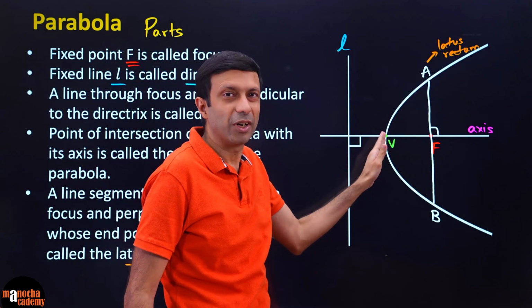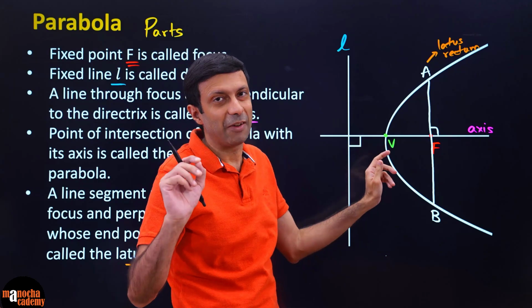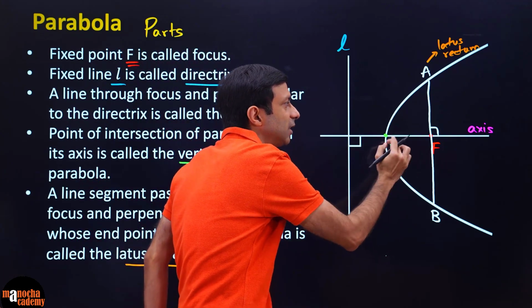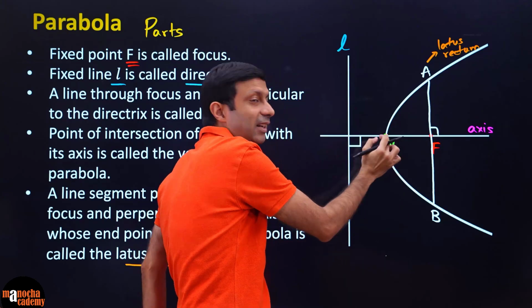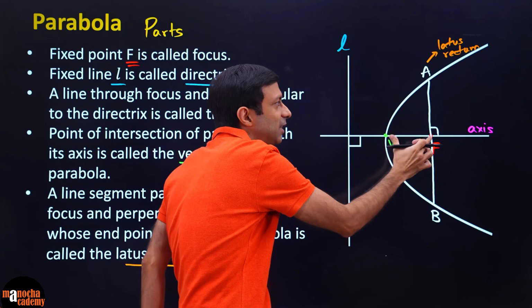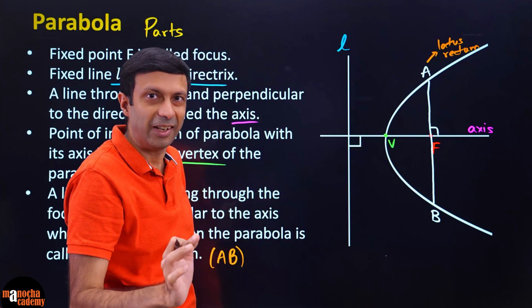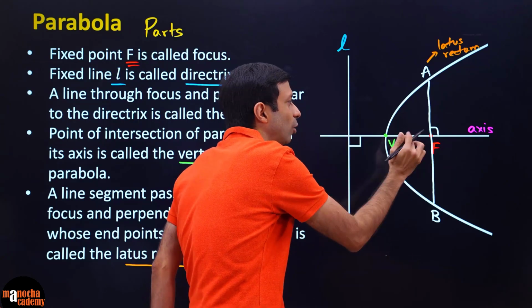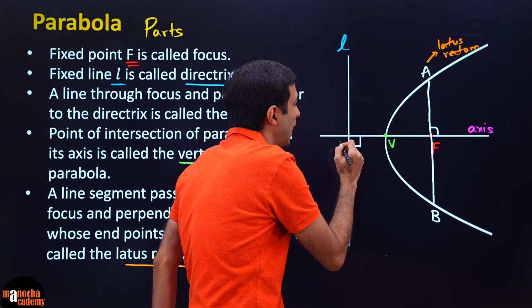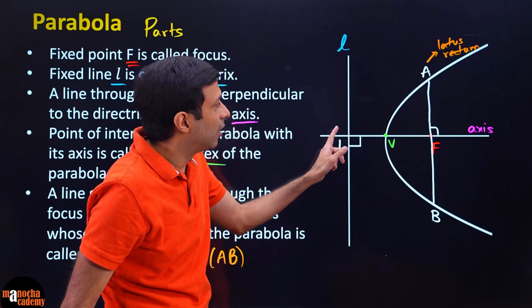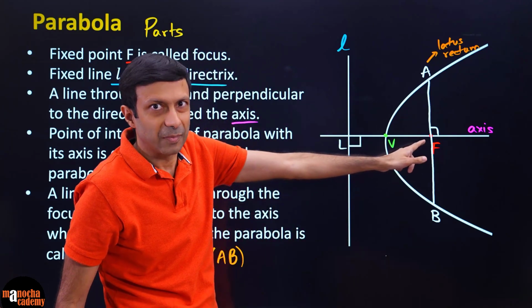Can you tell me where the vertex lies? Remember the definition of the parabola. This point should be equidistant from the focus and the directrix. That means this distance to this line should be the same as the distance to the focus, right? So can I say that V is exactly the midpoint, if I label this as L, exactly in the center of L and F, correct?